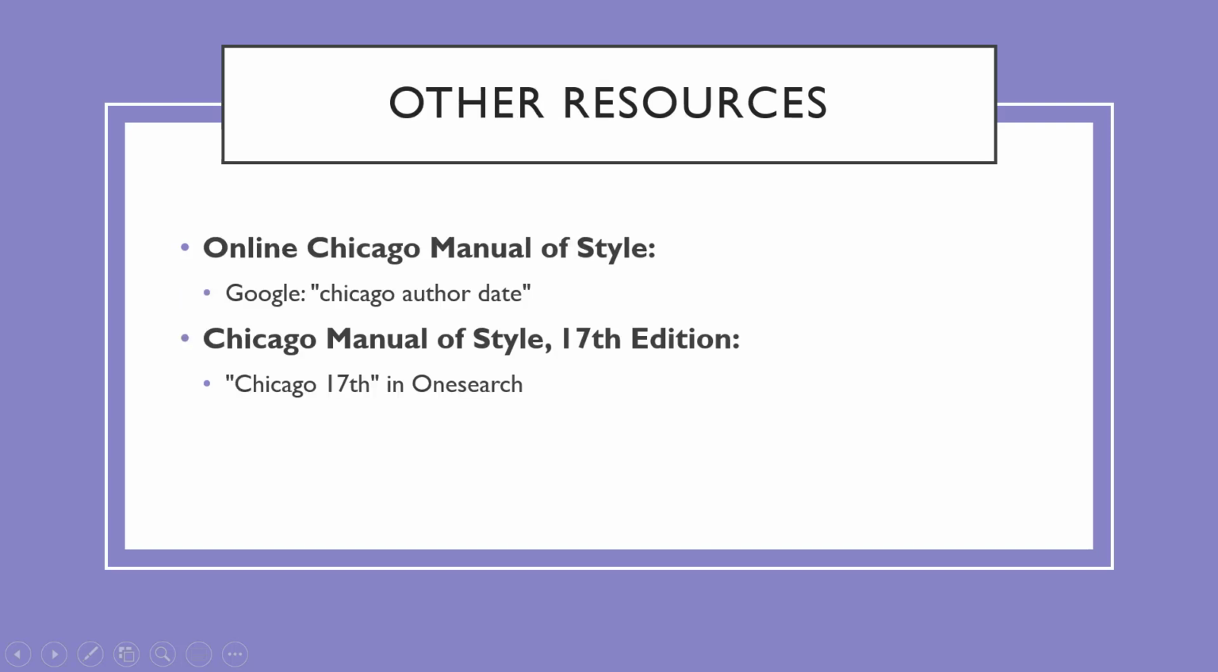Now, obviously, there are a lot more things you can cite than articles and books, and there are some excellent resources out there to help you cite those sources. You can check out an excellent page on Chicago author date style on the webpage for the Chicago Manual of Style. Simply type the search terms Chicago author date into Google or the search engine of your choice. You can also reference the Chicago Manual of Style itself by typing Chicago 17th into one search.